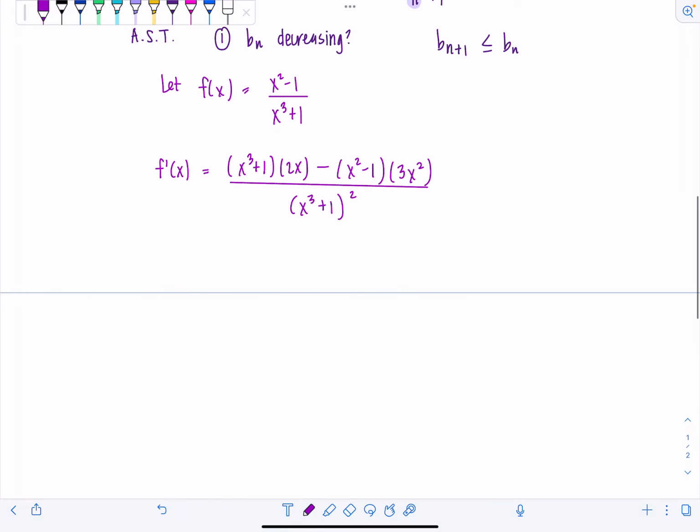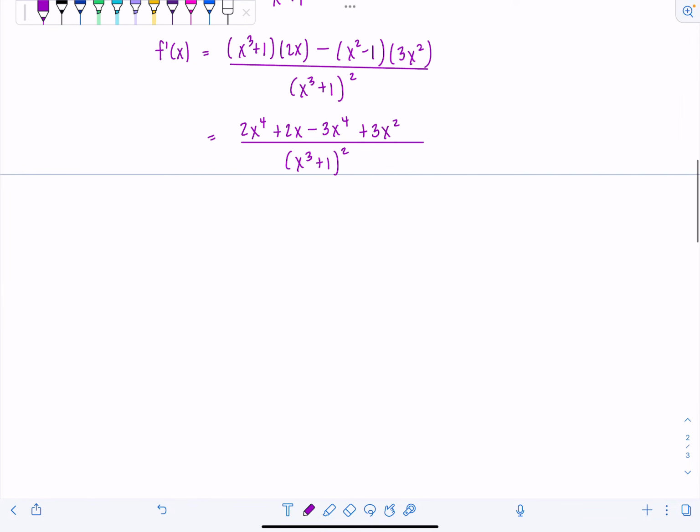And then let's clean this up. So in the numerator, I'll distribute: 2x to the 4th plus 2x minus 3x to the 4th, and this is going to become plus 3x squared, over x cubed plus 1 squared. And then I can combine some like terms. So in the numerator, we've got negative x to the 4th plus 3x squared plus 2x over x cubed plus 1 squared. And let me factor out a negative x from the numerator.